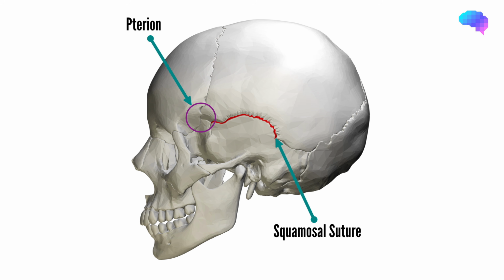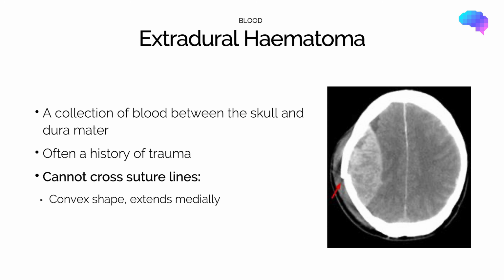So this blood that collects in the extradural space is actually limited in how far it can travel laterally around the skull. This is because the dura inserts itself onto the skull at suture lines, which are areas where bones of the skull fuse together during development. And these dural insertions stop the blood getting past and therefore prevents the blood from crossing these suture lines of the skull.